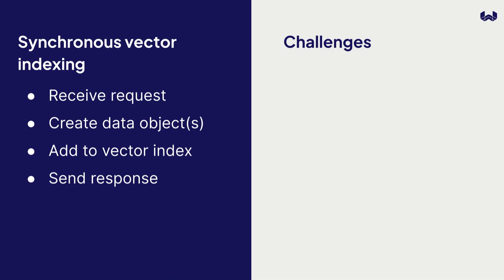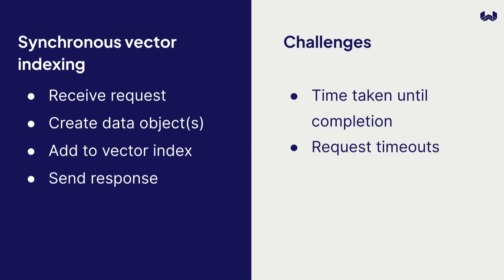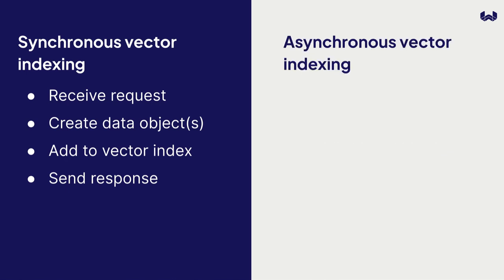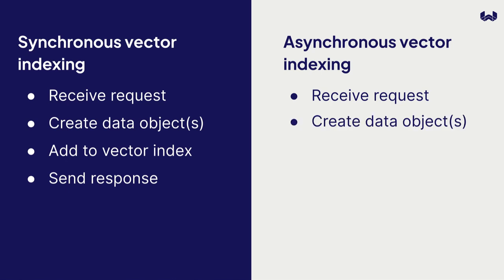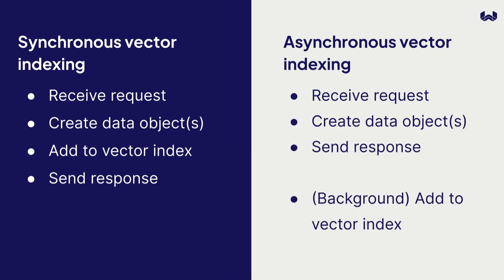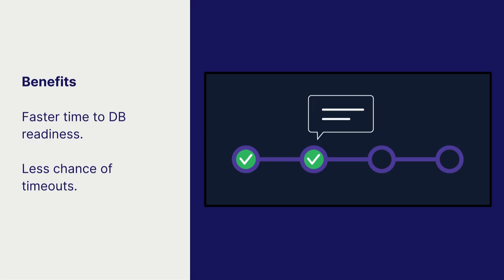So, even though Weaviate is very fast, if you're dealing with tens of millions of objects, this can be a long process. Or if you send a lot of data in a particular batch, the request might even time out. With the new asynchronous indexing, Weaviate just creates the data objects before sending back a response. And the vector indexing process is now in the background. It provides these benefits in that the database is now ready faster and individual timeouts are less likely.